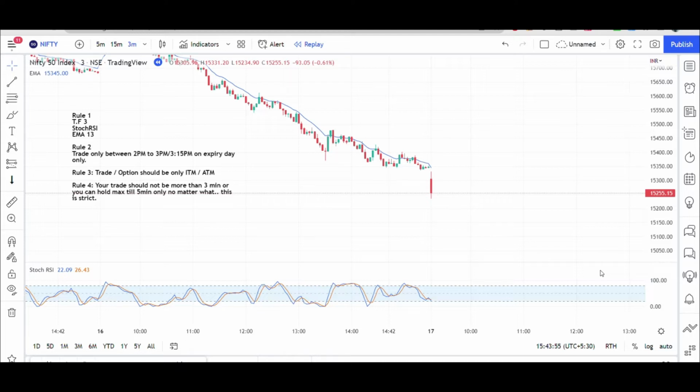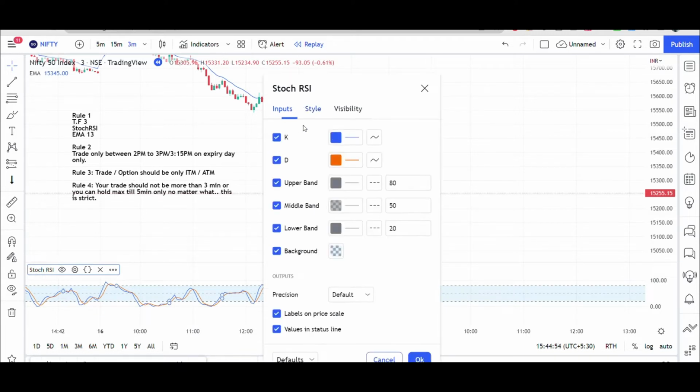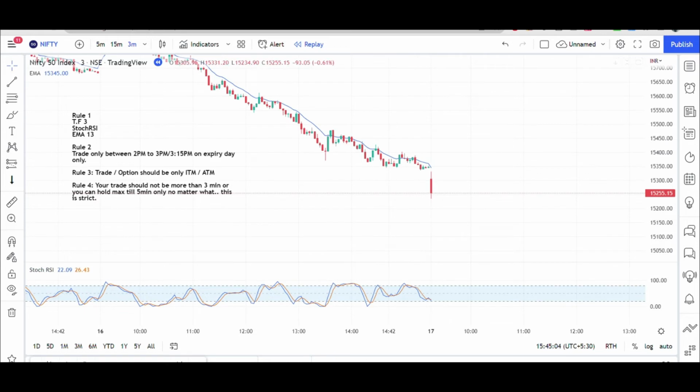Yeah, Satish is asking what about the stochastic setting with 7 instead of 14. Let me just open the setting for you. So this is RSI 14, stochastic 14. So this is simple, and 80 is the upper band and 20 is the lower band. We will not take any new entry in between the two. We need a proper signal.